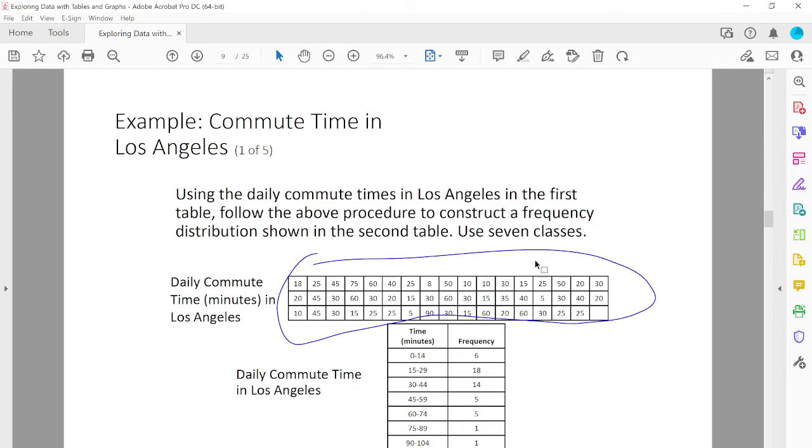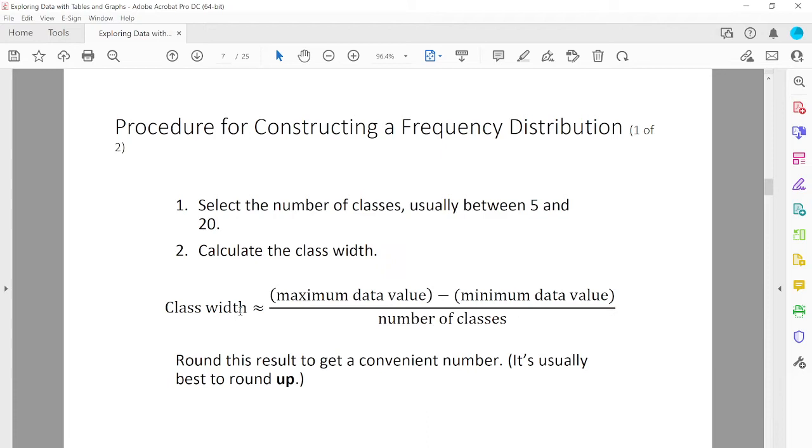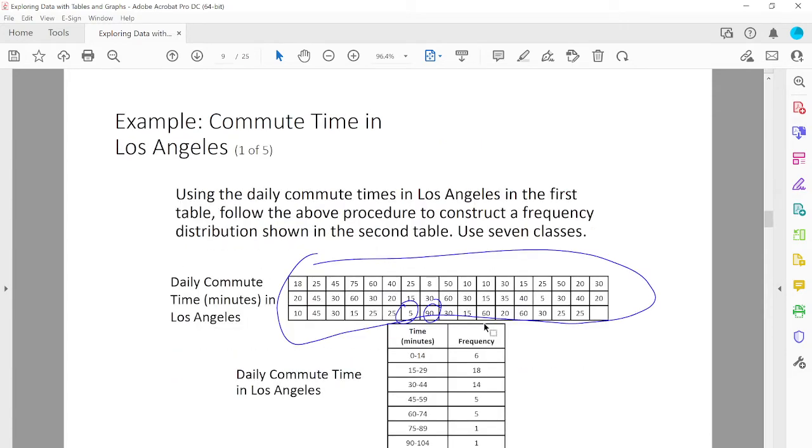If you look at the data, you can see that the smallest number is 5 and the largest number is 90. In the formula for finding the class width, it's the maximum value minus the minimum value over the number of classes. So how many classes would you like? In this example, we are using 7 classes. So 1, 2, 3, 4, 5, 6, 7.